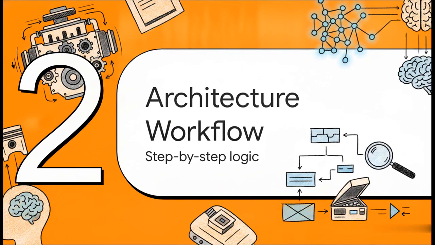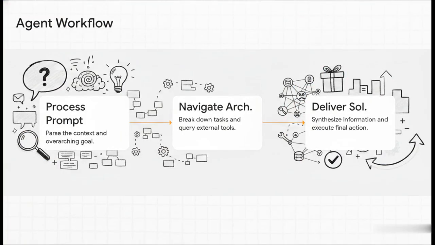Moving on to Section 2, the architecture and workflow. We're going to slow things down just a bit here to lift the hood and see how this actually works. Think of these steps as a series of necessary trials the agent absolutely must navigate to succeed. Step 1 is process prompt. This is where the agent receives your big overarching goal and figures out the context. It's asking itself, okay, what exactly is being asked of me here? Then we hit Step 2, navigate architecture.